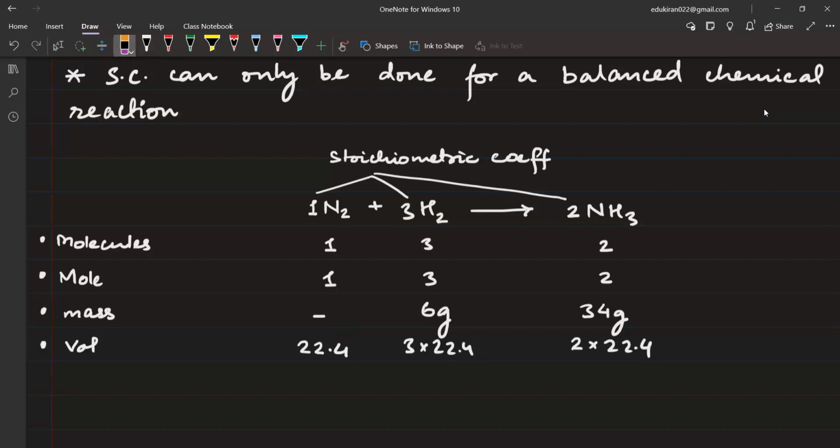For mass, what I will do is write it like this so that it will be more clear. I will write 1 into 28, 3 into 2 grams, and 2 into 17 grams. So this 1 corresponds to this 1, this 3 corresponds to this 3, and this 2 corresponds to this 2 moles. Is everything clear till here?